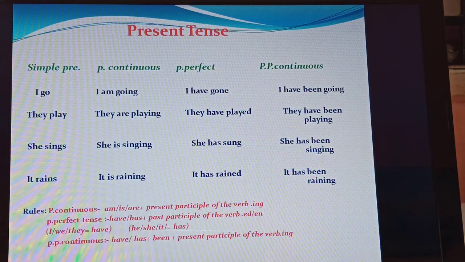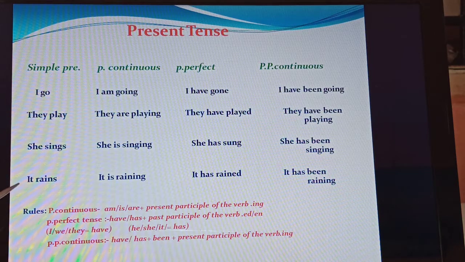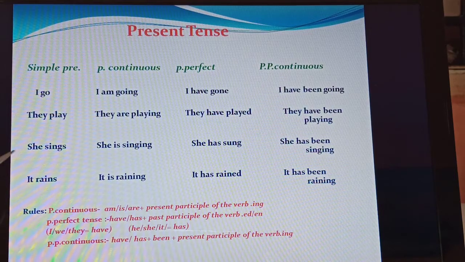See here, simple present. What is simple present? I go. Then they play. She sings. It rains. Or she writes. My mother cooks. My father works. These all are known as simple present. These are habitual actions or regular actions being done. We call it simple present tense.